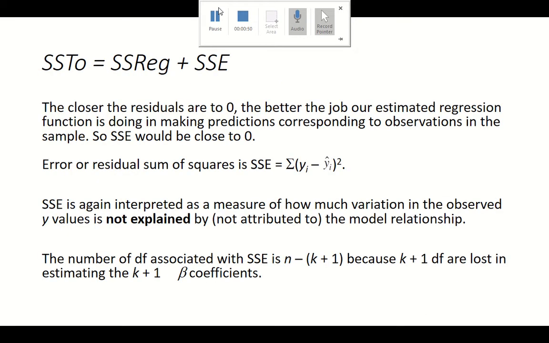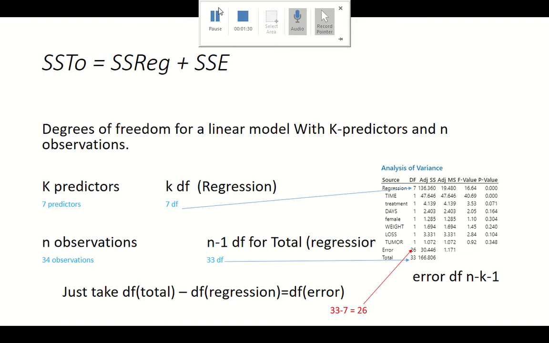So we've talked about this idea, the total sum of squares and the regression sum of squares and the sum of squares error. Remember that the closer our residuals are to 0, the better our job is. And so the way we measure that error is taking the residuals and squaring and summing them all up. That's called the sum of square error. Again, it's the percentage or the amount of variation that's not explained or can be attributed to the model relationships. We have n minus the quantity k plus 1 degrees of freedom because we lose k plus 1 degrees of freedom in estimating the k plus 1 coefficients.